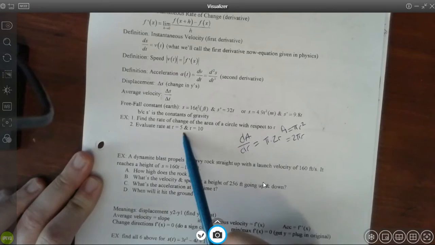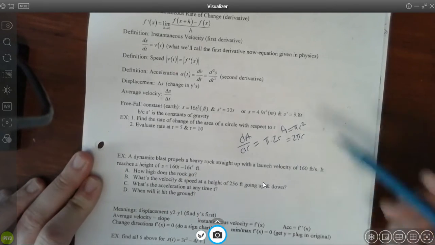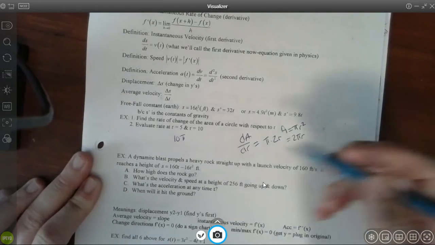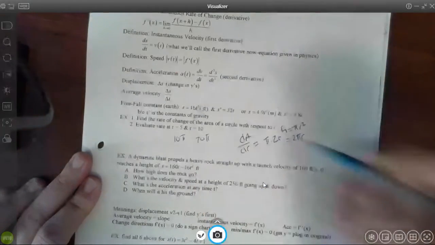And then if it wants you to evaluate when r is 5, you just plug 5 into the equation and we get out 10 pi. Plug in 10 in here and we get out 20. So we get 20 pi.